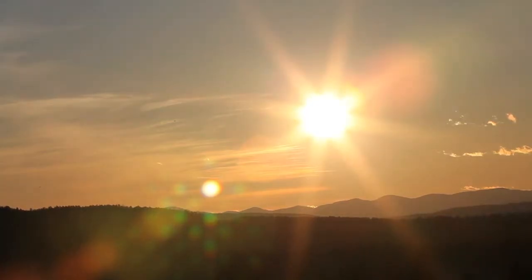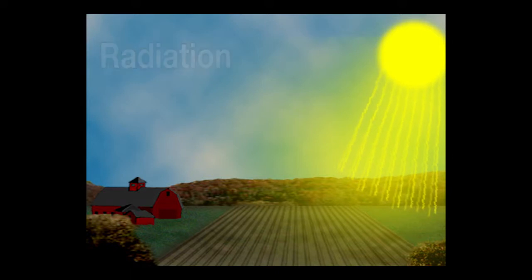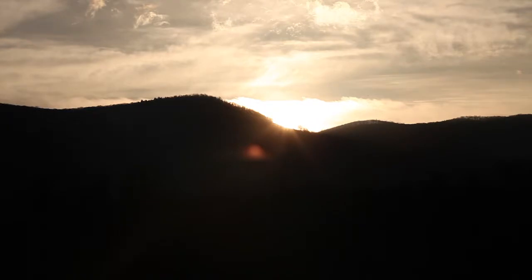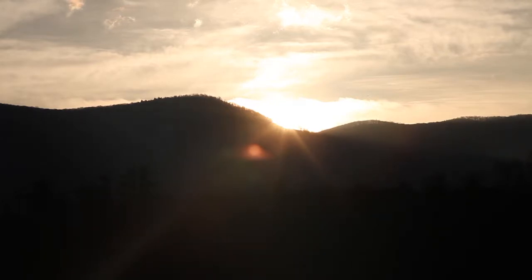Another way heat is distributed is via radiation. Radiation is the transfer of energy via waves. We receive radiant energy from the sun. Energy from the sun is the source of heat on Earth. Without the sun, the Earth would be dark and cold.